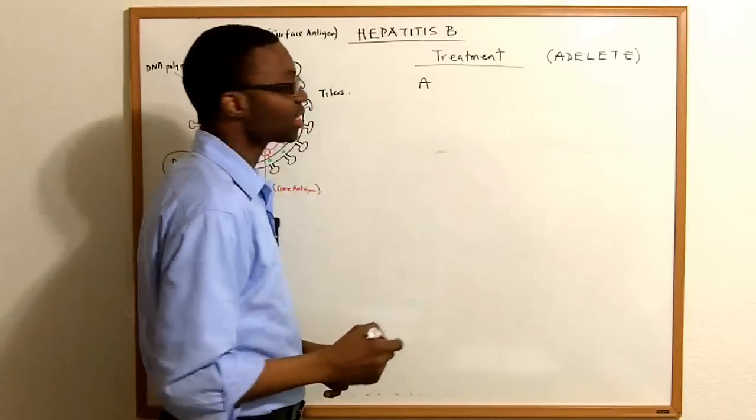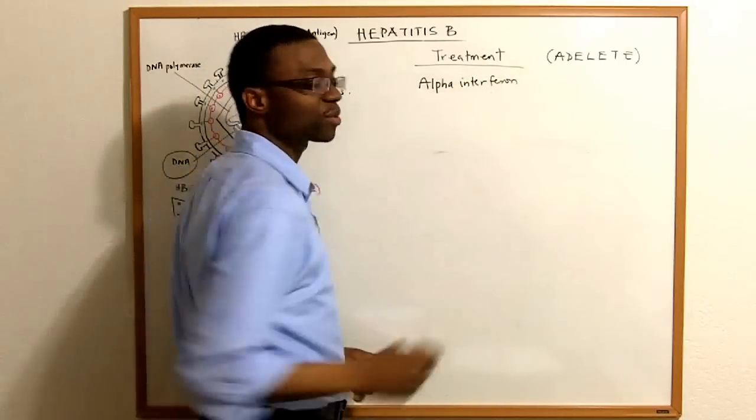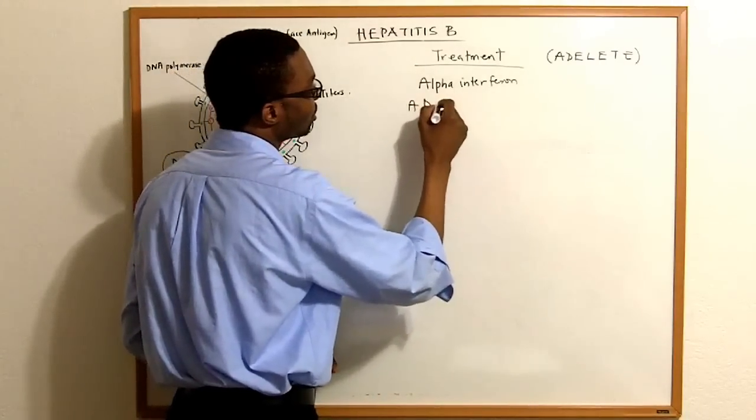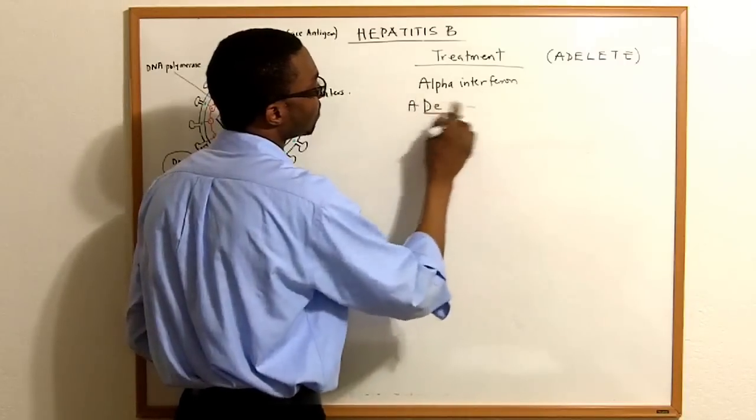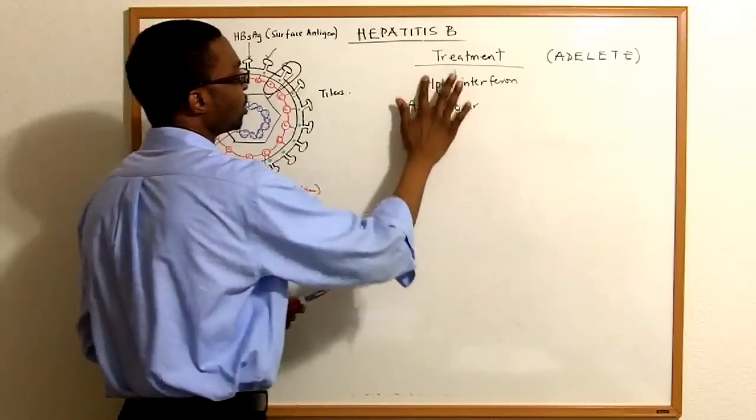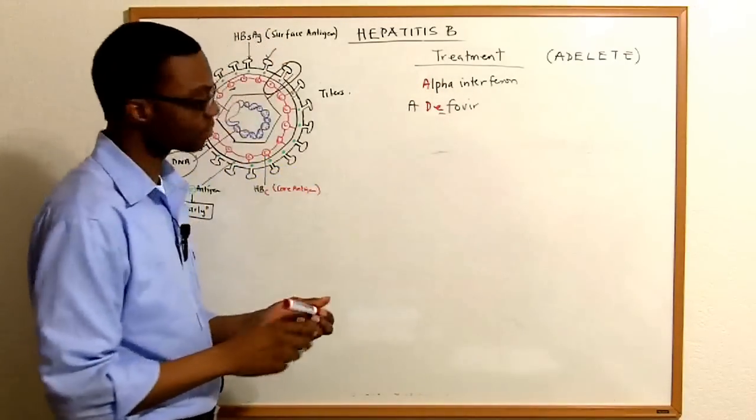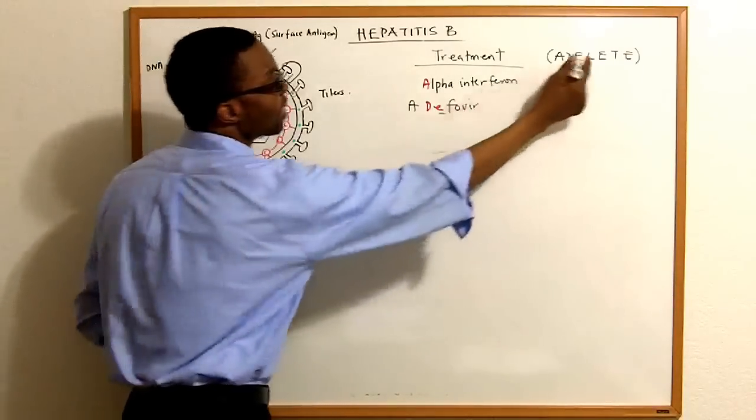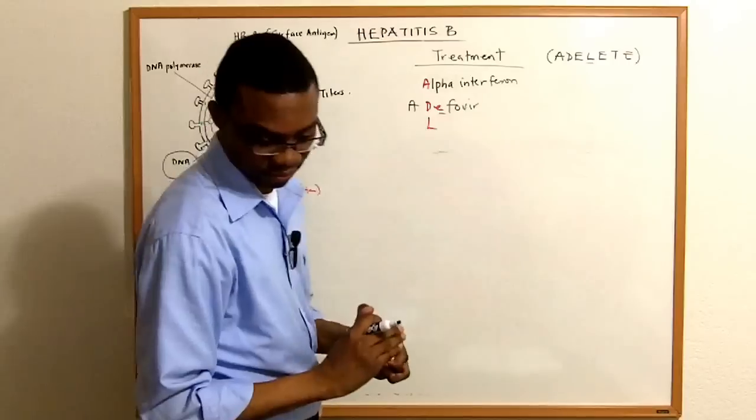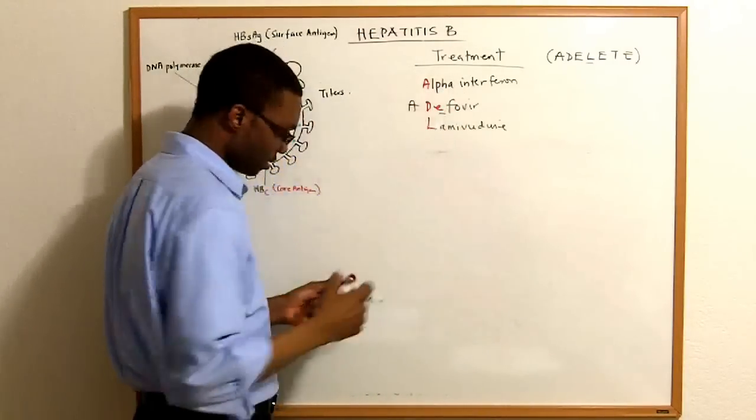A is actually gonna be the alpha interferon. That's what we use to treat hepatitis B. D, another drug, adefovir. Let me show you what the mnemonic is so you see it. Adefovir. The next drug is L, lamivudine. Lamivudine. ADE.